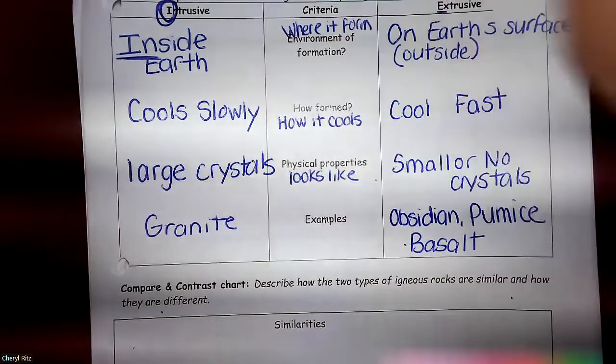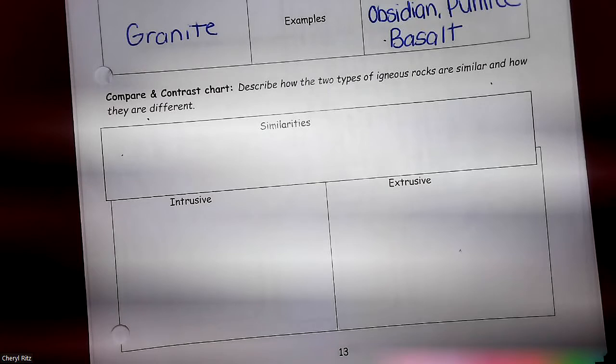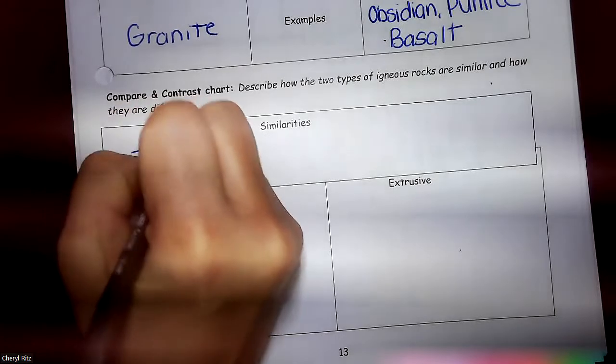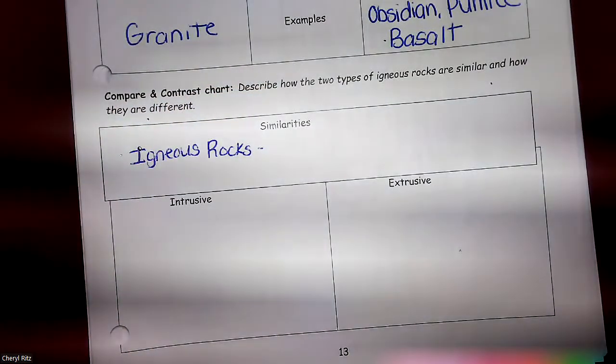All right, the last thing for igneous rocks today. We made a chart that showed the differences, but did you catch any similarities between intrusive igneous rocks and extrusive igneous rocks? Keep it simple. They're both what kind of rocks? Igneous. They're both igneous rocks. Now, again, what does it mean to be an igneous rock?